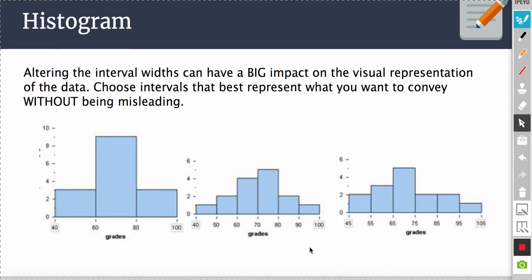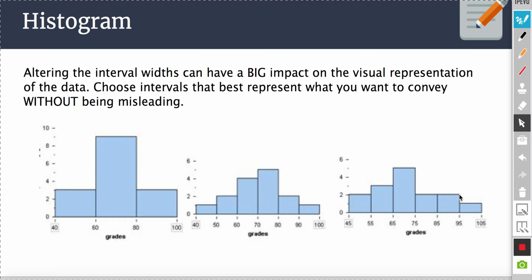Here are displays of the same data actually with different intervals. You want to choose the interval width that best represents what you want to convey without being misleading. For example, this first graph where the interval width is 20 makes the data look really symmetric. But if I expand that we're actually measuring on intervals of 10, we're measuring grades here, we get a better look at the data that actually there is more data that we collected that falls in the sort of 80 or less category. It's not really perfectly symmetric. Now if we shift those boundaries, we also get something interesting here, right?